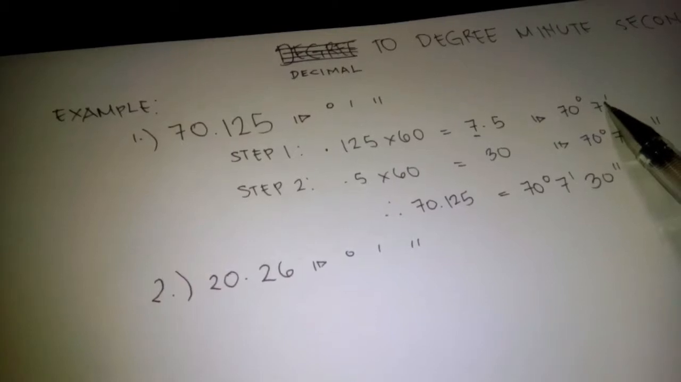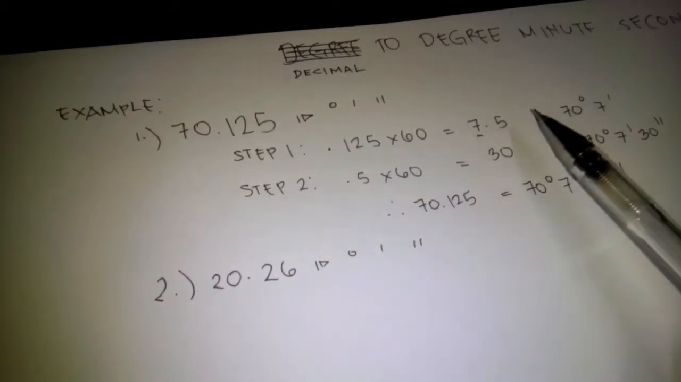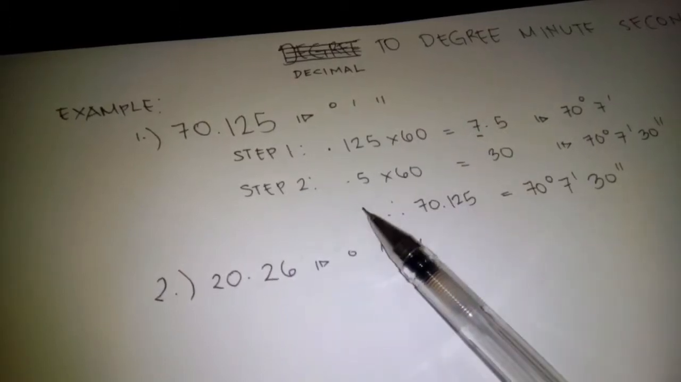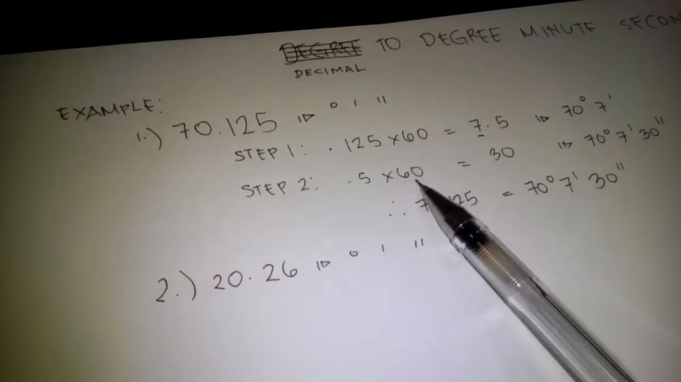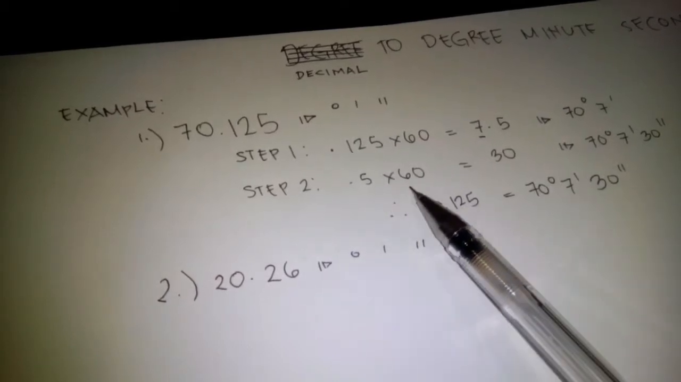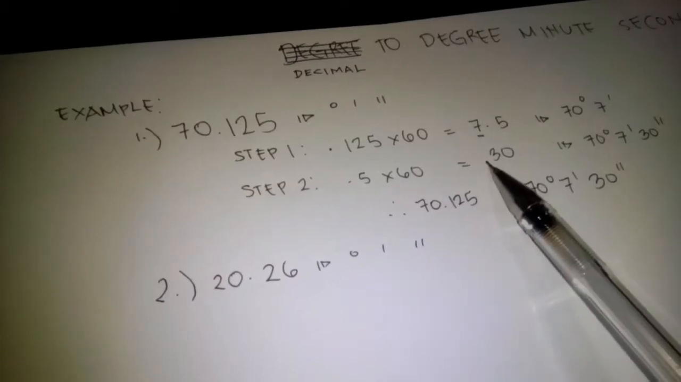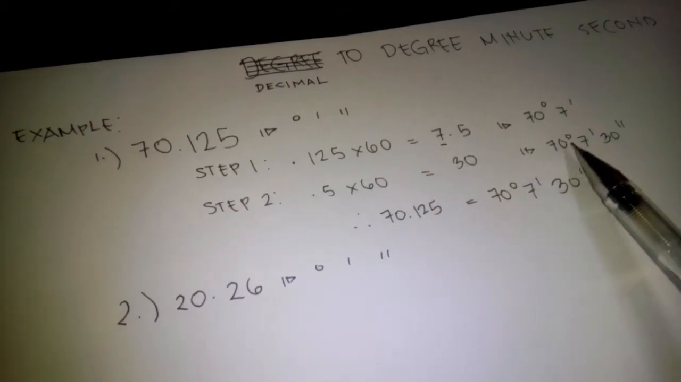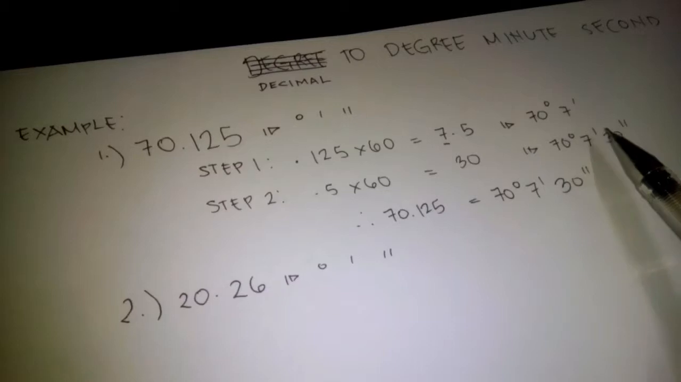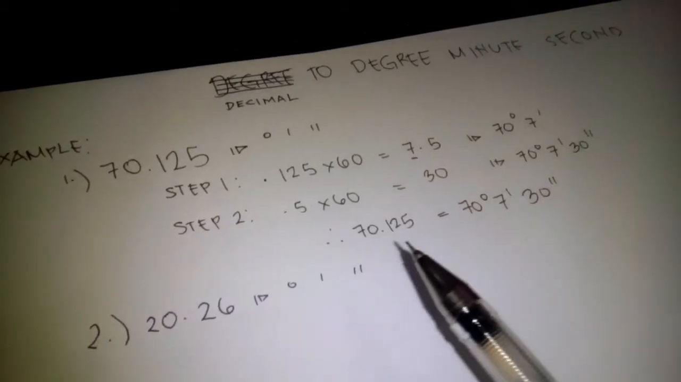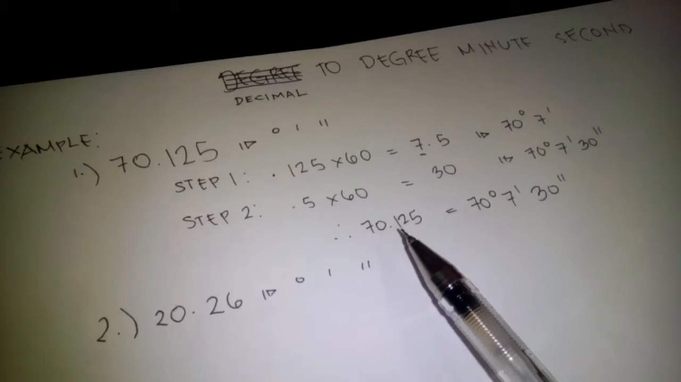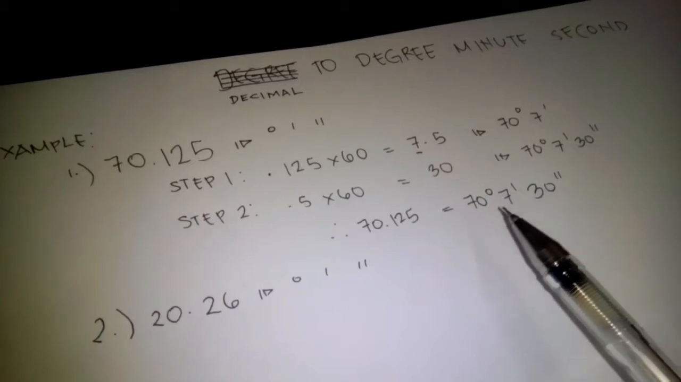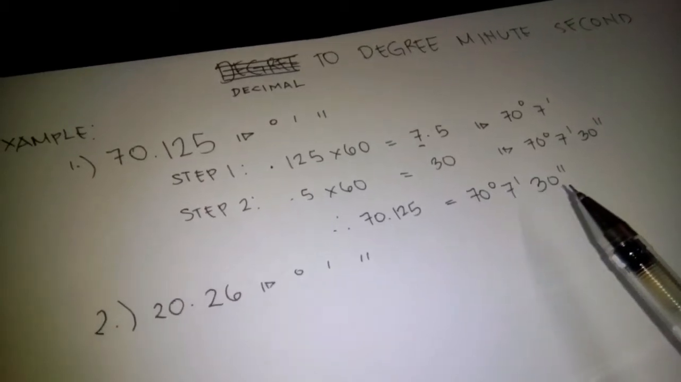So to attain the seconds, our second step is to copy the decimal part here, 5 tenths, and we need to multiply it by 60. 5 tenths multiplied by 60 is equal to 30. So 30 will be our seconds. So the answer will be 70 degrees, 7 minutes, and 30 seconds. So we therefore conclude that 70 and 125 thousandths is equal to 70 degrees, 7 minutes, and 30 seconds.